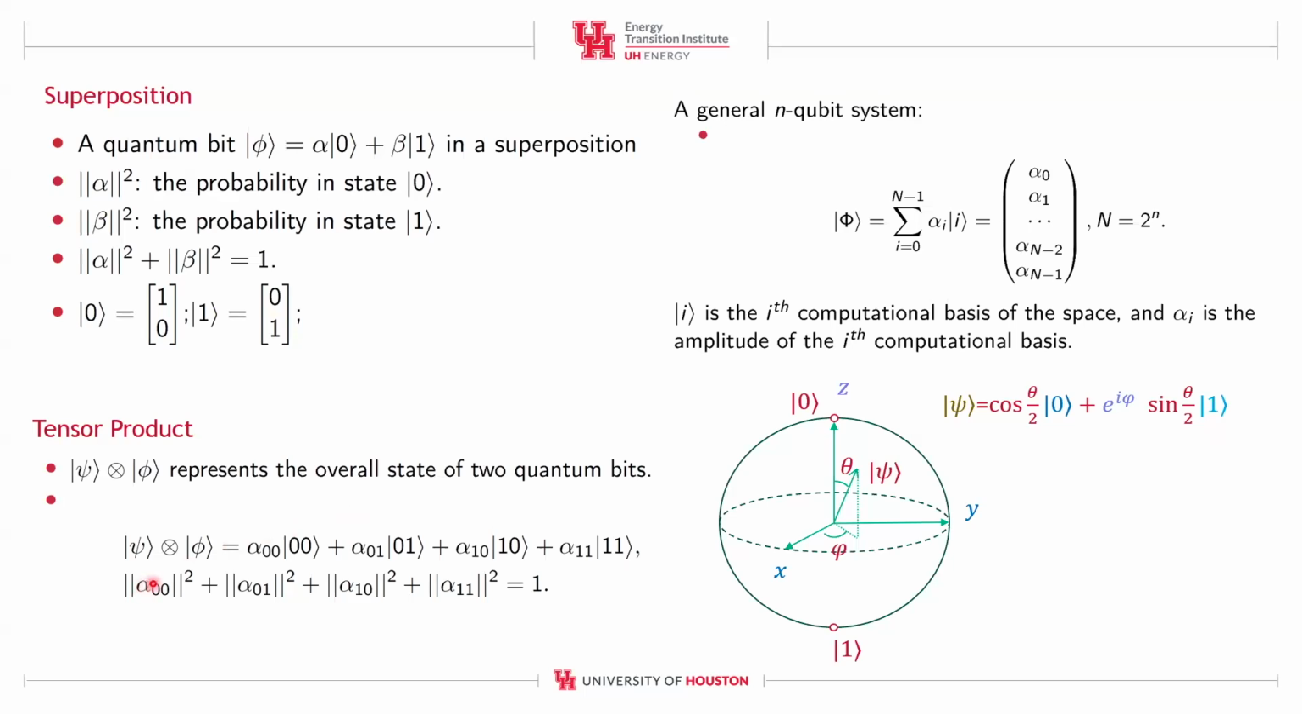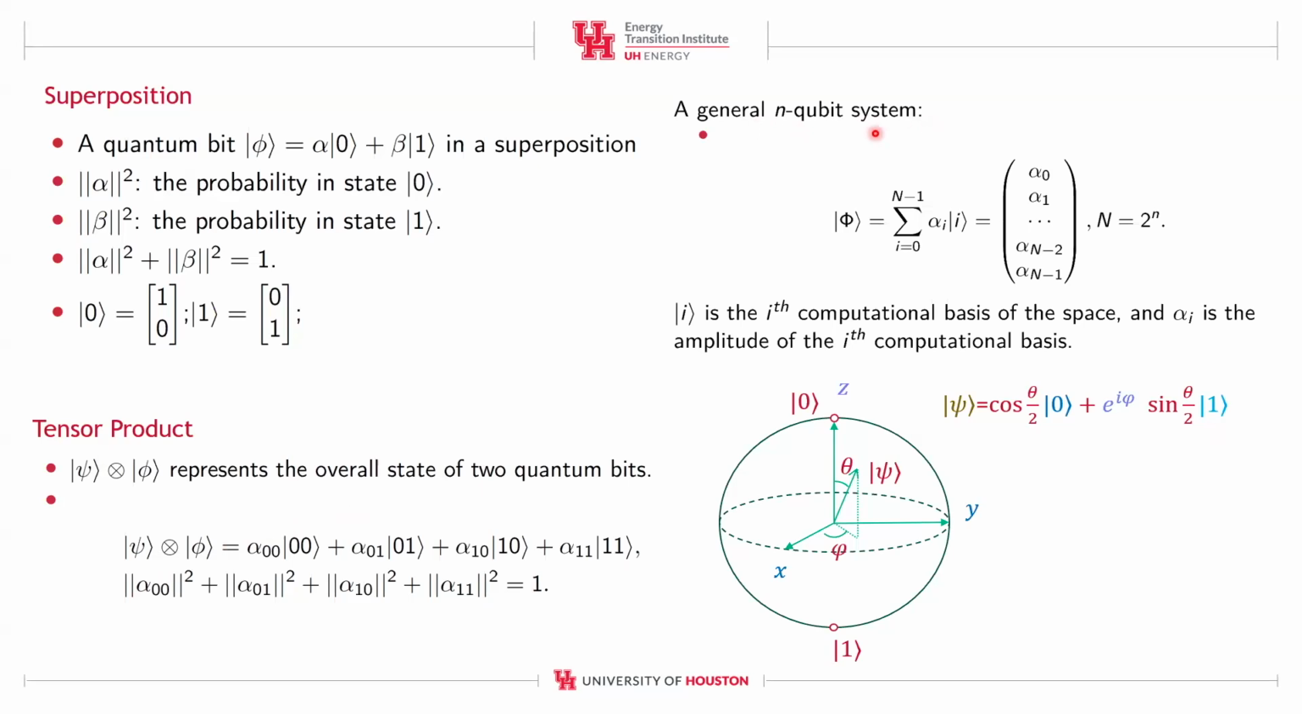Similarly, we need to normalize it. So the sum of the squares of these coefficients should be equal to 1. That means the total probability should be equal to 1. So that's the requirement for the quantum system. So now we have two qubits. How about n qubits? Let's look at the right-hand side of the slides.